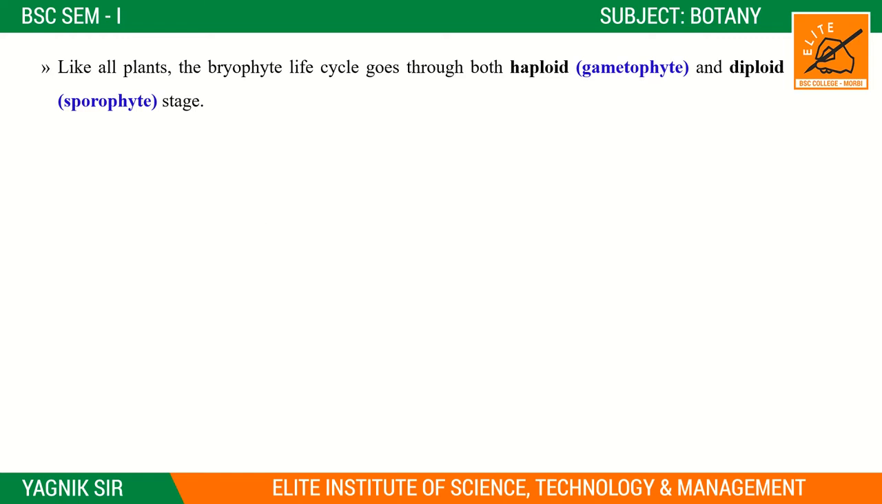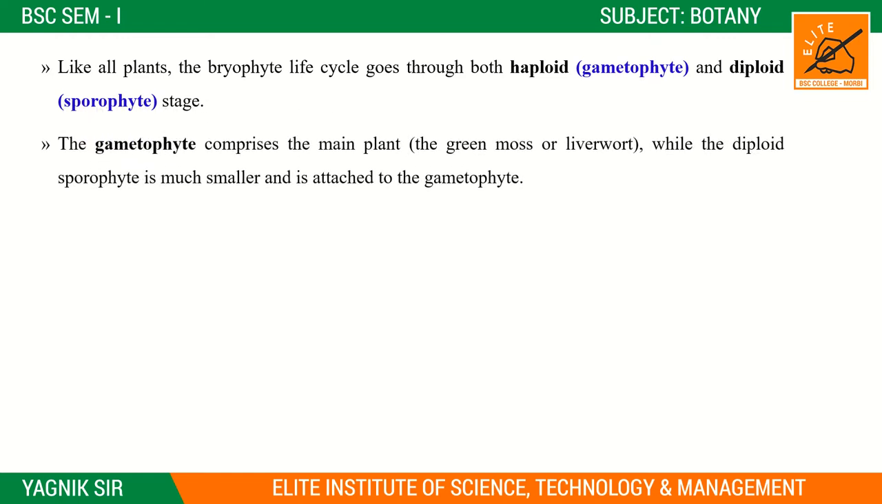Like all plants, the bryophyte's life cycle goes through both haploid and diploid stages, right? And this haploid phase, that means the gametophyte, comprises the main plant, while the diploid sporophyte is much smaller and attached to the gametophyte.